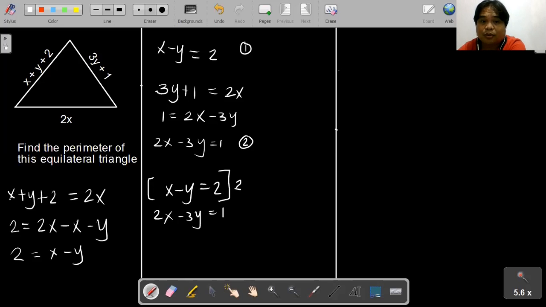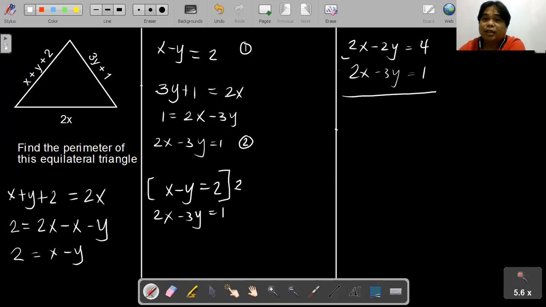So that becomes now 2x minus 2y equals 4, right? And then 2x minus 3y equals 1. So this time, we can already eliminate the x. And then I'll subtract the two equations. Then the x cancels out. All I have left is negative 2y minus negative 3y, right? And that's what y is equal to. 4 minus 1 is 3. So I have already solved for y.